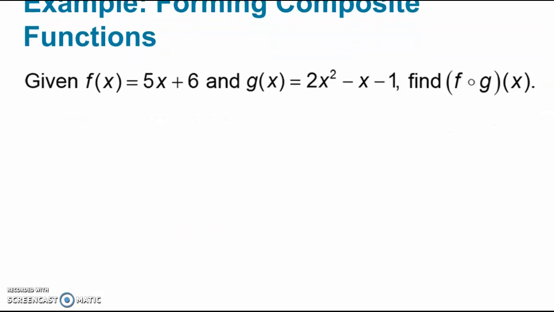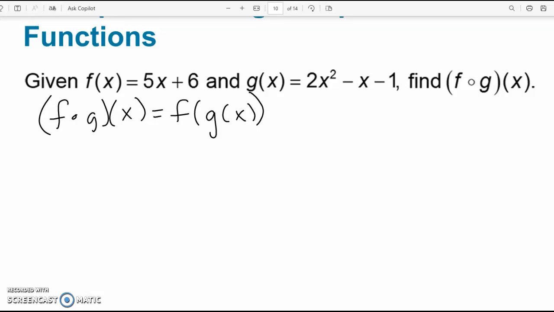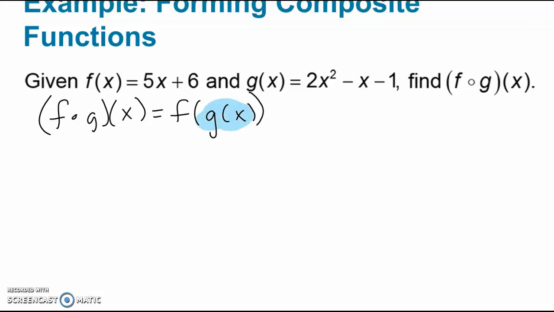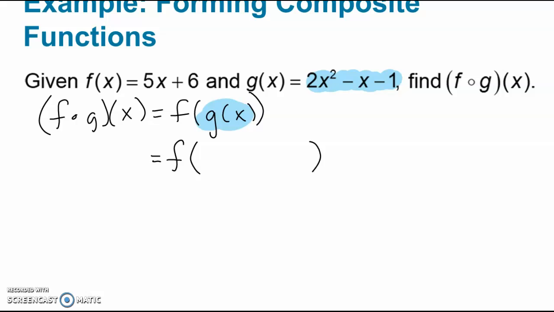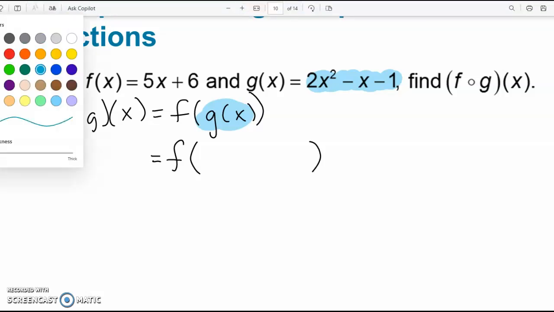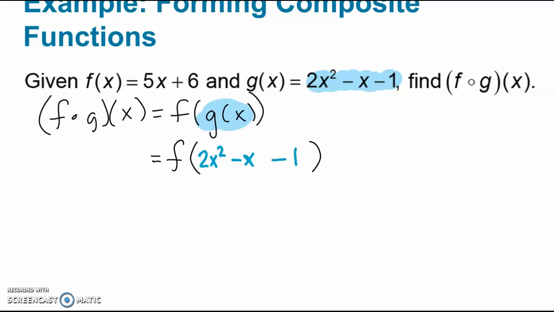So here we have another example, and this time it's saying to find f composite g of x. So I'm going to write this. First, this is what f composite g of x means. And so we'll see here we have this g of x. So I'm going to replace g of x with this. This will be equal to f, and then in place of g of x, I'm going to put in 2x squared minus x minus 1. So this becomes my input into function f.